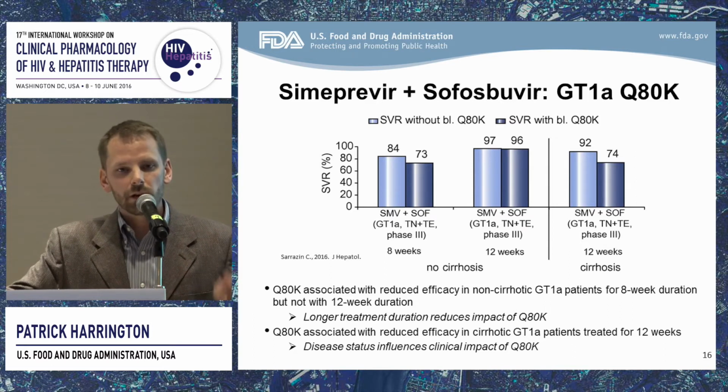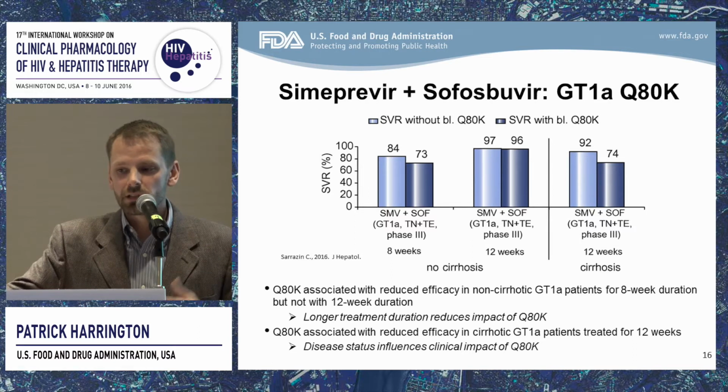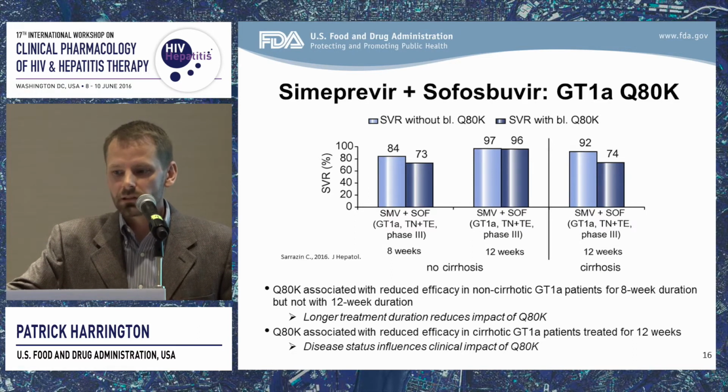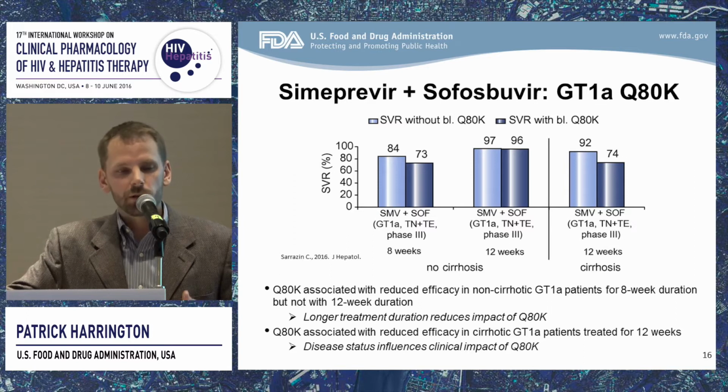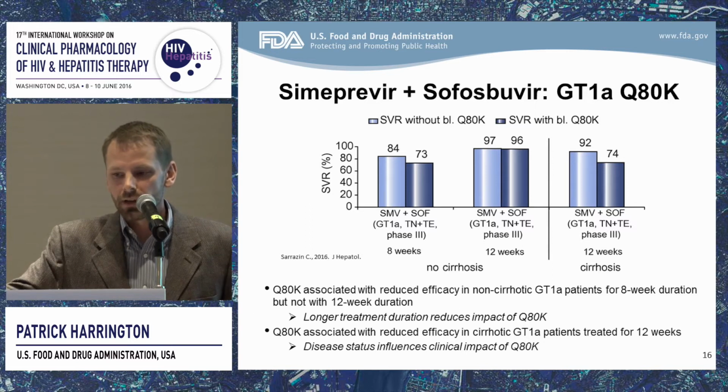And this gets back to an earlier point that I made, that with a more intensified treatment regimen or a longer duration treatment regimen, you can overcome the impact of a resistance polymorphism. And similarly, patients with cirrhosis treated for 12 weeks, if they had a Q80K polymorphism, they also had a reduced SVR rate. And again, this points out how disease status can also influence the clinical impact of a resistance polymorphism.